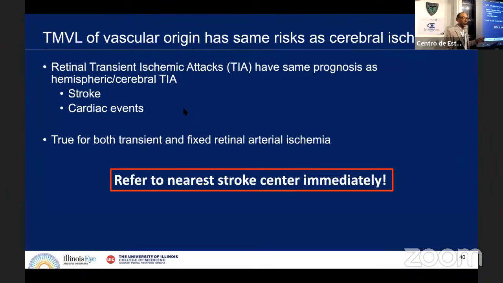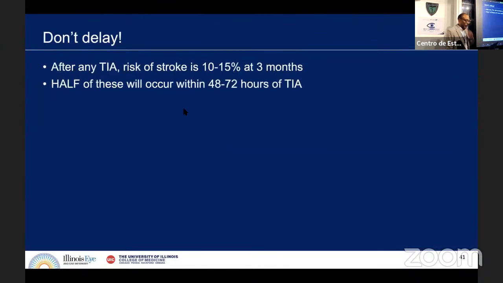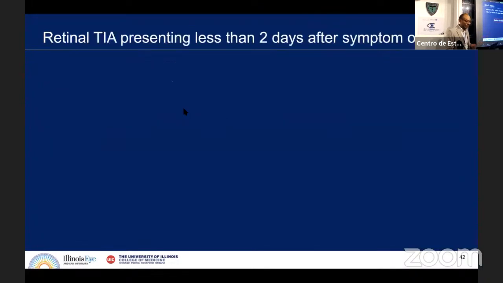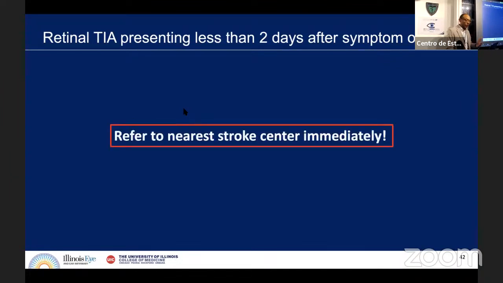They need to go to the stroke center. After any TIA, transient ischemic attack, the risk of stroke is 10 to 15% at 3 months, and half of these will occur within about 3 days. These patients need to go to the stroke center right away. Don't delay. A retinal TIA presenting less than 2 days after symptom onset, stop thinking, go to the emergency room. They're having a stroke.